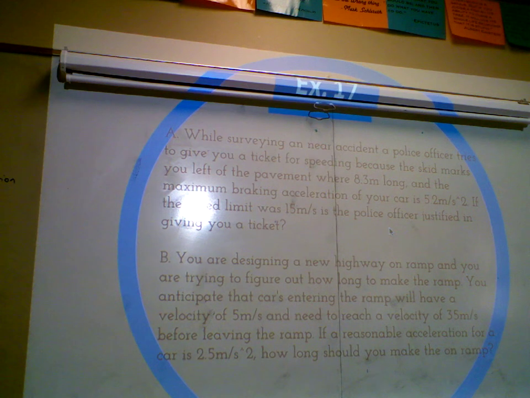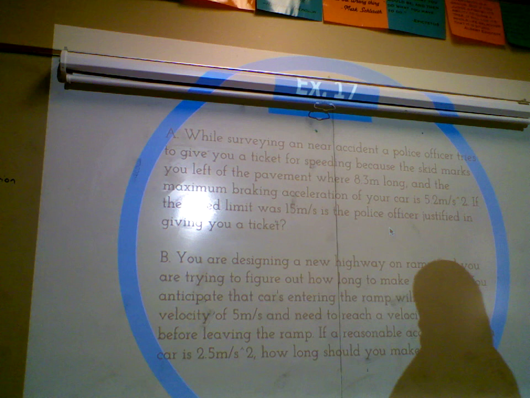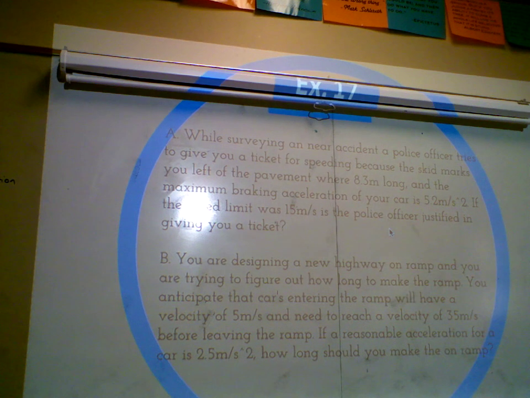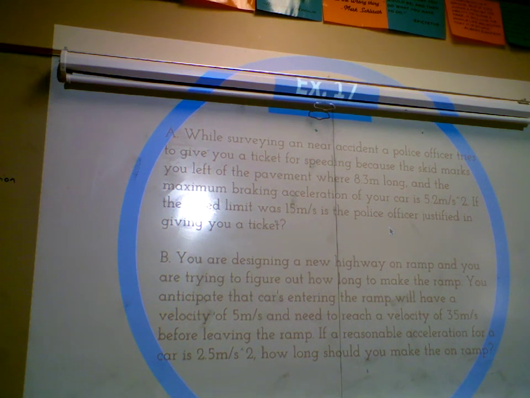All right. While surveying a near accident scene, a police officer tries to give you a ticket for speeding because the skid marks you left on the pavement were 8.3 meters long, and the maximum braking acceleration of your car is 5.2 meters per second squared.